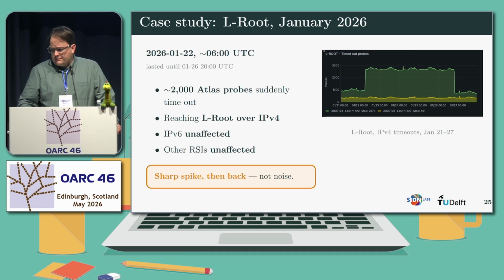2,000 probes kind of out of a sudden started to time out. They could not reach RootViz anymore over V4. V6 was fine, and other root servers were fine as well from the Atlas point of view. So you see the sharp spike, then back.